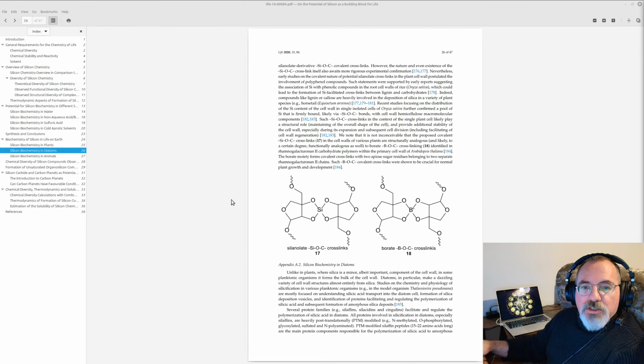Nevertheless, early studies on the covalent nature of potential silanolate crosslinks in the plant wall postulated the involvement of polyphenol compounds. Such statements were supported by early reports suggesting the association of silicon with phenolic compounds in the root walls of rice, which could lead to the formation of silicon-facilitated crosslinks between lignin and carbohydrates.